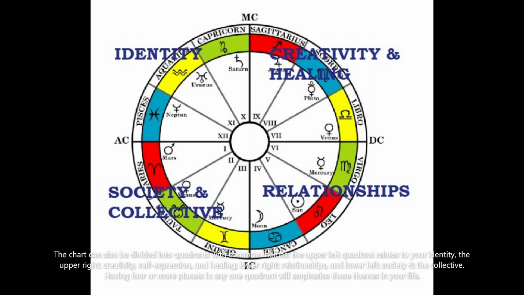If you have 4 or more planets in a particular quadrant, that quadrant will likely have a dominant theme for you. No planets in a quadrant, and that quadrant will be less expressed in your life. The upper left quadrant relates to your identity. The upper right, creativity, self-expression, and healing. The lower left, society and the collective, and the lower right, relationships.